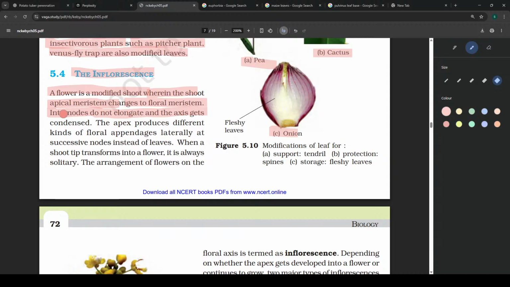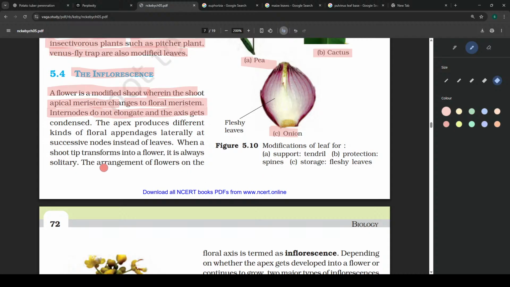The flower is a modified shoot. The shoot apical meristem changes to floral meristem. Basically, there will be a shoot apical meristem. That is the dividing meristem, meaning the dividing part of the plant, which will rapidly divide and lead to the growth of the plant. A part of this shoot apical meristem will change from shoot apical meristem to the floral meristem. Floral meristem will give rise to the flower.